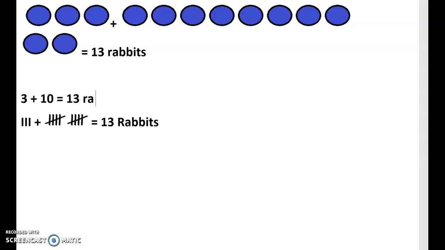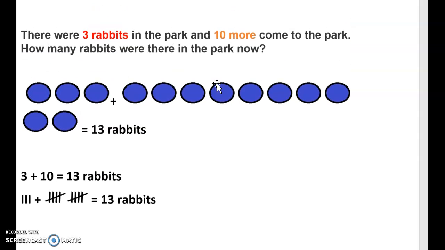So you see, there are different ways to show me your thinking, okay? And I would like you to use this format to do your word problems going forward.